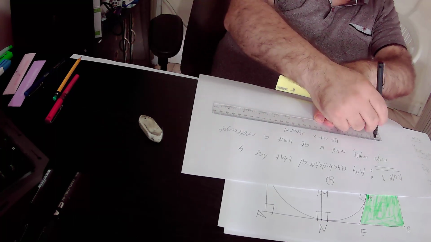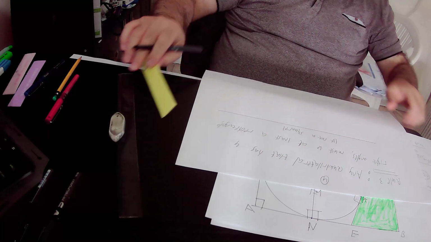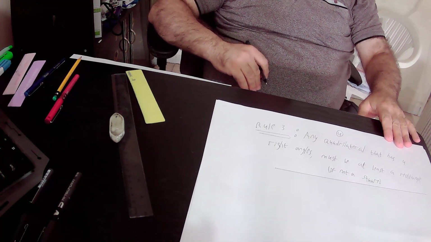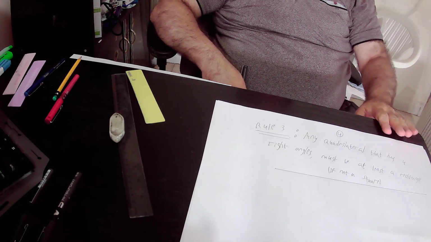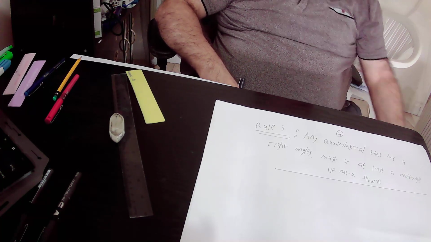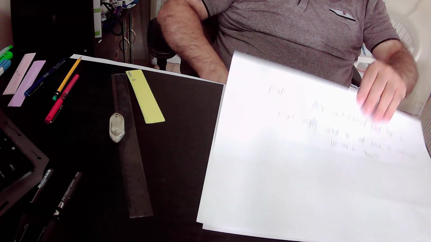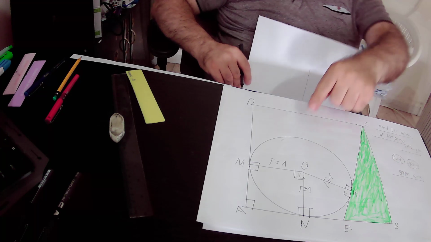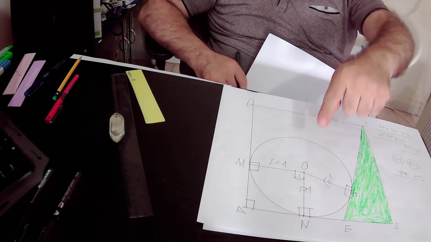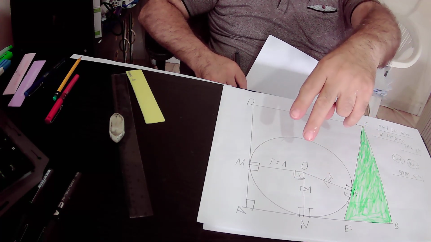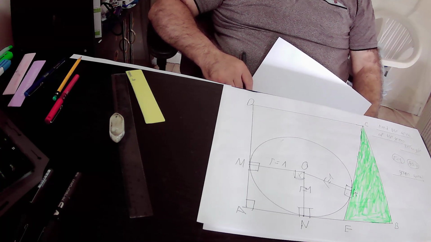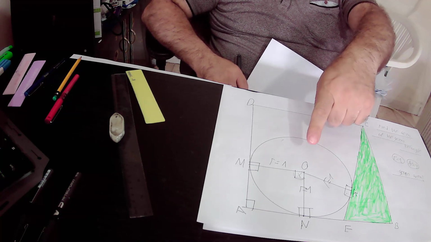I will read rule number 3 again. According to rule number 3, any quadrilateral that has 4 right angles must be at least a rectangle, if not a square. So actually, our quadrilateral MOAN has 4 right angles, 1, 2, 3, 4. All angles are right angles inside quadrilateral MOAN. Therefore, according to rule number 3, quadrilateral MOAN is a rectangle.